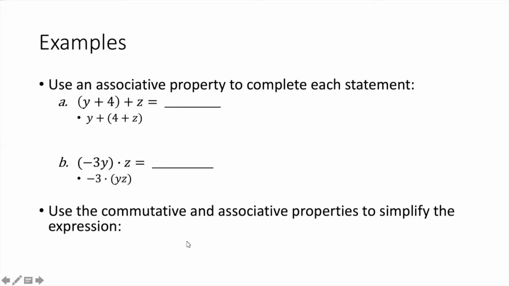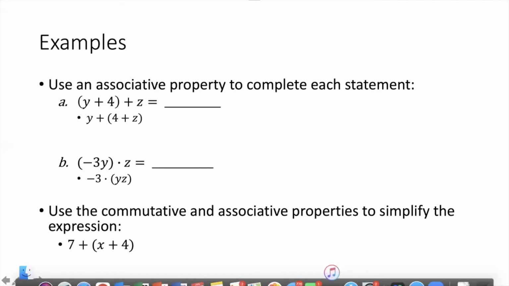All right, and now I am going to switch over to my tablet and show you this example. We're going to use the commutative and associative properties to simplify this expression, the sum of 7 and x plus 4. So switching over to my tablet, which you'll see me doing quite a bit in these videos.